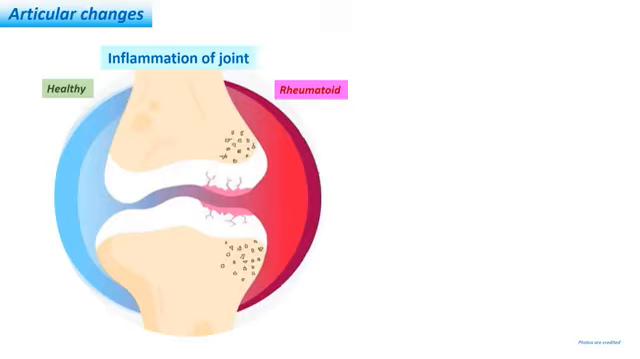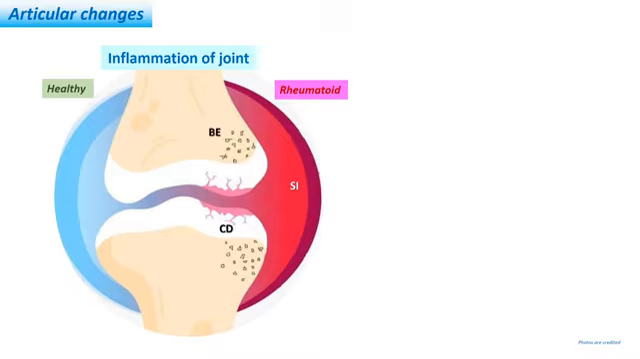Let us discuss the articular changes in rheumatoid arthritis. In this picture, if you look carefully, I have tried to show the healthy side on the left and the rheumatoid involved side on the right. If we compare with the healthy side, on the right side we see synovial inflammation. Next is the cartilage destruction, and the third one is the bone erosion.